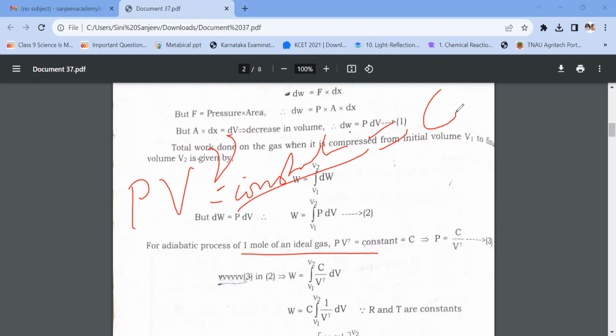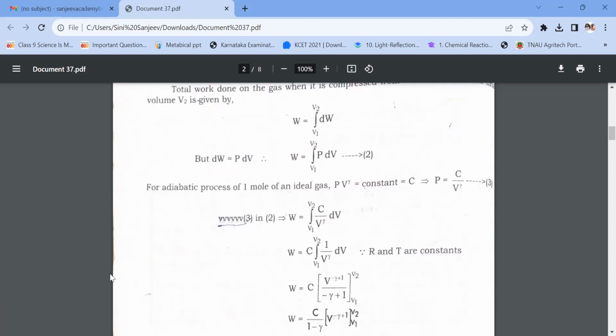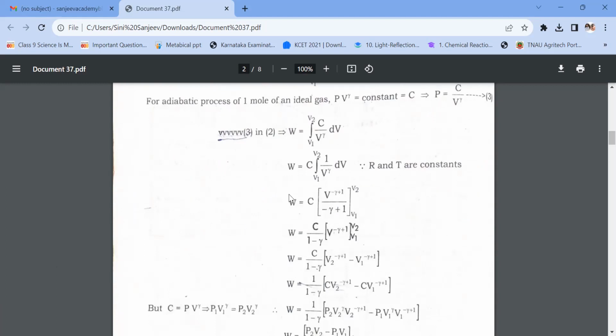PV to the power gamma is equal to C, so P is equal to C by V to the power gamma. Don't forget to put the gamma. Now in this whole equation, instead of P I will put C by V to the power gamma. That's the only difference in the adiabatic process. Rest everything is the same.